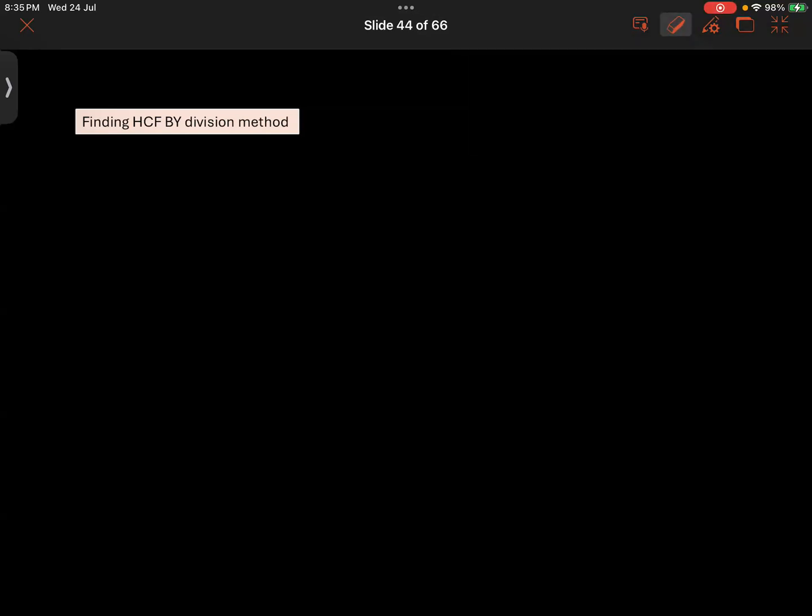Okay. So write the following points about this. For finding the HCF by the division method, you're going to simply write the steps. Step number one would be to divide the large number by the small number, or you can say the smallest number. Then step number two would be to take the divisor.